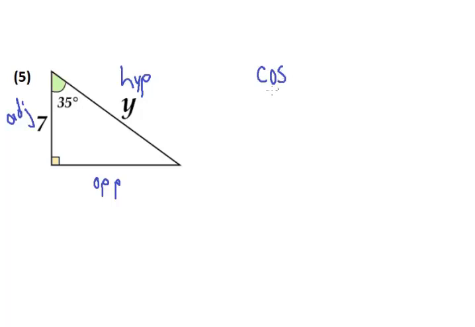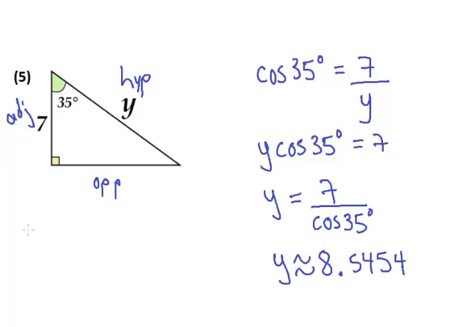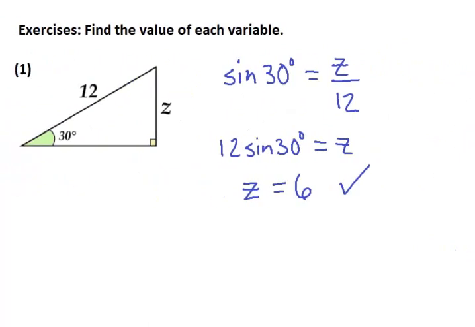Cosine. So cosine of the angle, I know the angle is 35, so I put 35. Cosine of 35 equals adjacent over hypotenuse. What do I do next? This one I pass to multiply to this side. So let's do that. Y cosine of 35 degrees equals 7. The letter is not alone. So what am I going to do? This cosine, I'm going to pass to divide. Let's do that. Y equals 7 divided by cosine of 35 degrees. And 7 divided by cosine of 35 degrees would give you approximately, in your calculator, 8.5454. And that is how we find missing sides in right triangles by using trigonometric ratios.